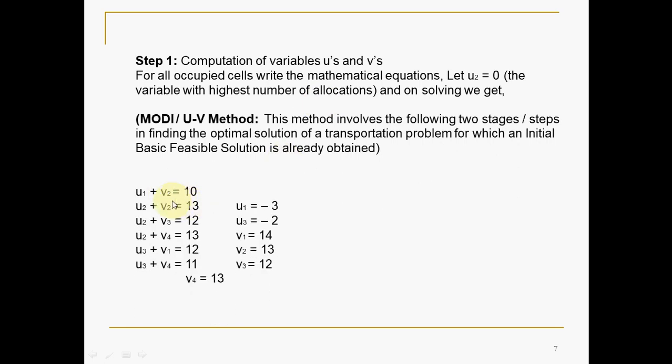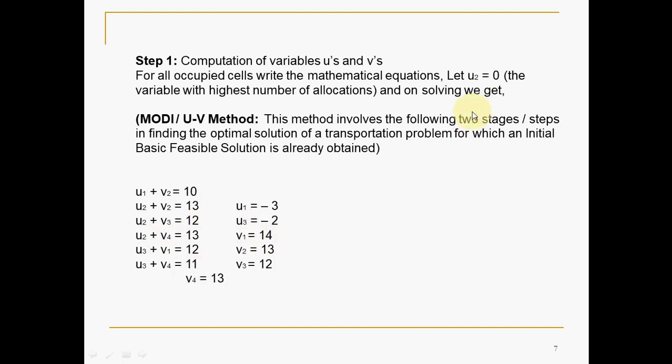Now you have written the mathematical equations for all occupied cells, and you have set u2 as 0. Once u2 is 0, directly you will get some of the values. So what are the values you will get? u2 is 0 means v4 is 13, you will get v3 as 12 directly, and v2 you will get directly as 13. So it's a simple mathematical manipulation. So you will get all the variables.